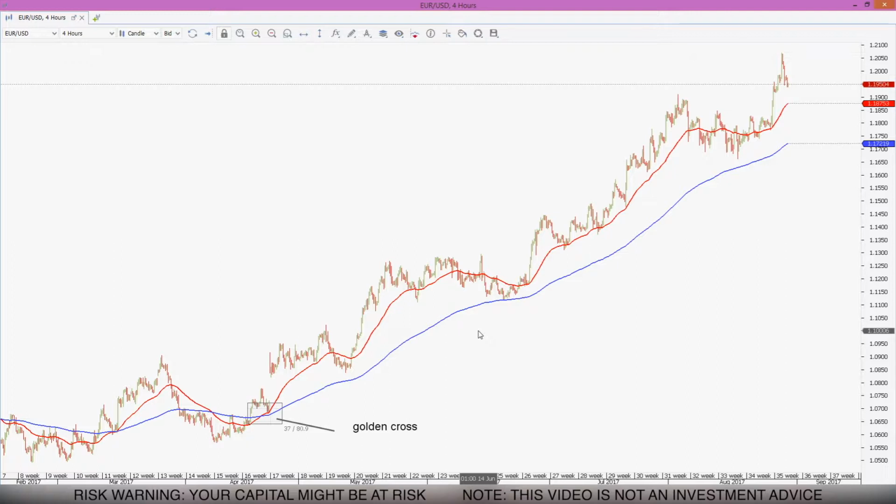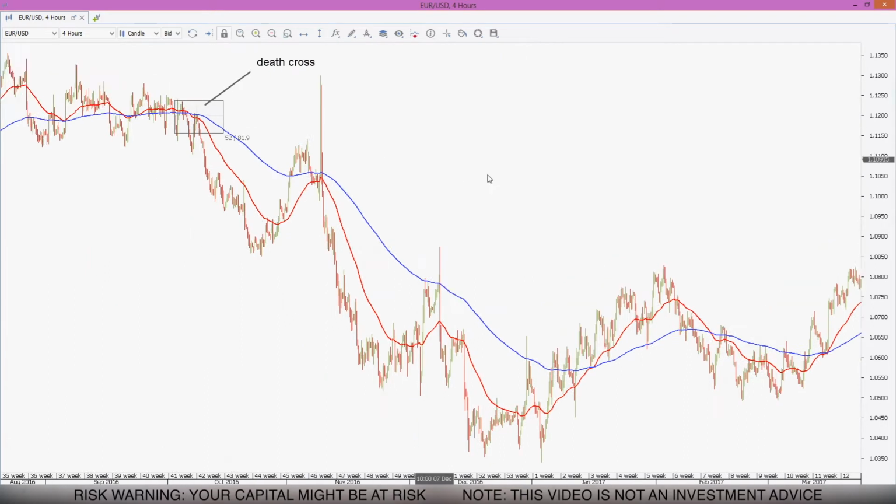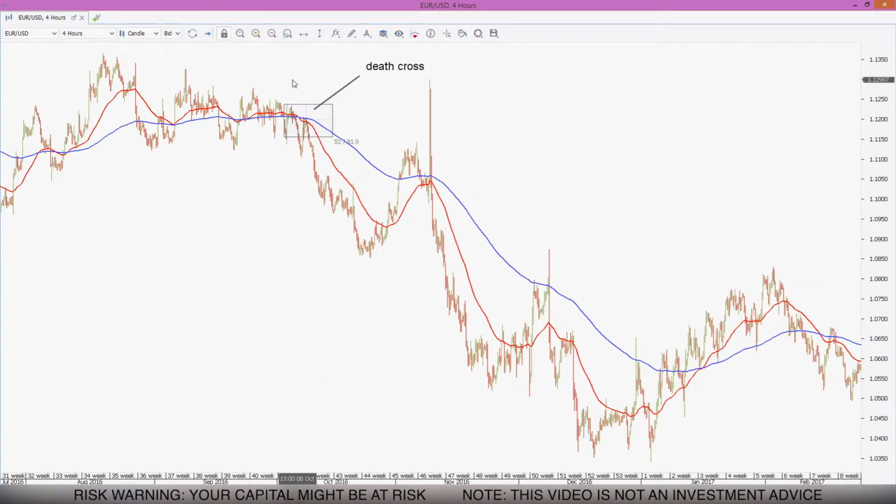Imagine first of all how many currency pairs you have, how many time frames you have, and therefore how many other financial products you have, and therefore you have plenty of opportunities to trade binary options with the golden and death crosses. So let's go on, starting from here, from where the death cross forms.